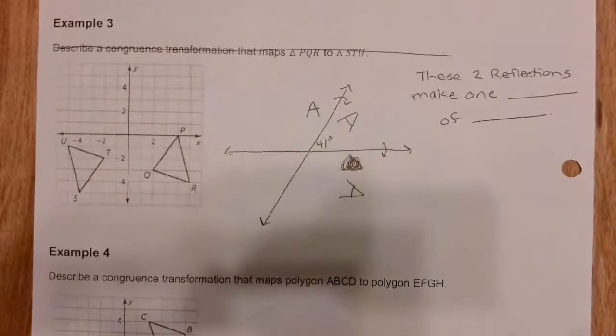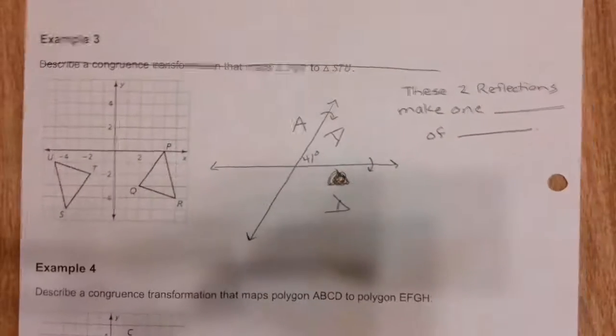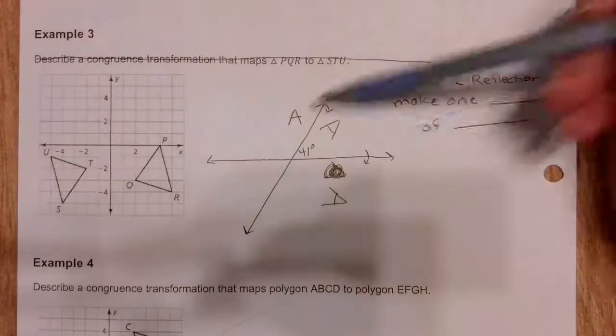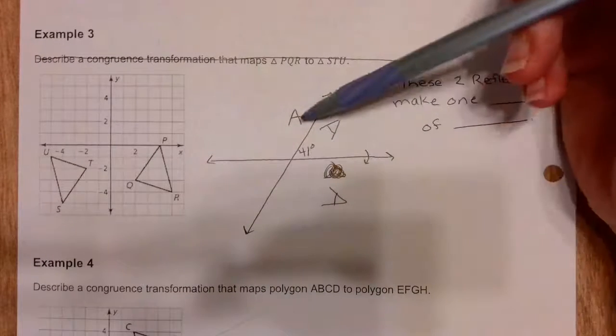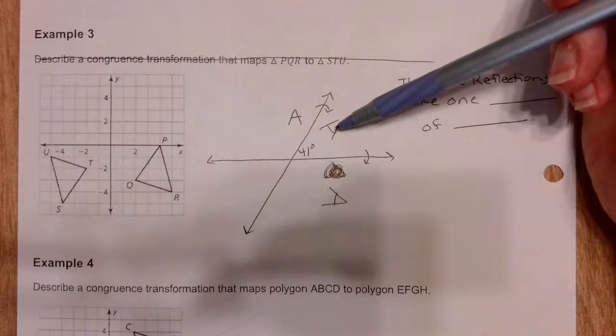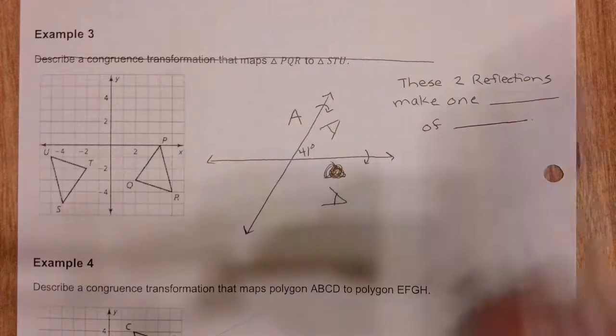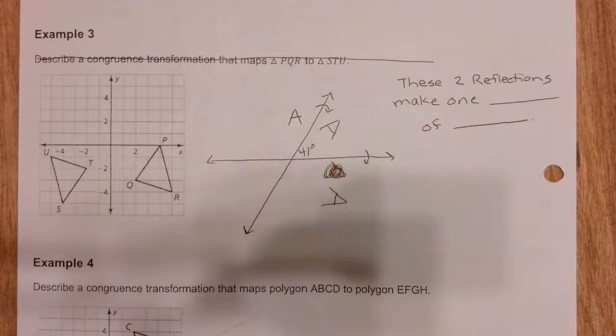I'm going to skip the example 3 and 4. I made a new example 3 though, because you will see something like this in your homework. So I drew a picture. Lines that cross at a 41-degree angle. A is reflected across the first line, and then it's reflected across the second line also. Ignore that. That was me doing a bad reflection.